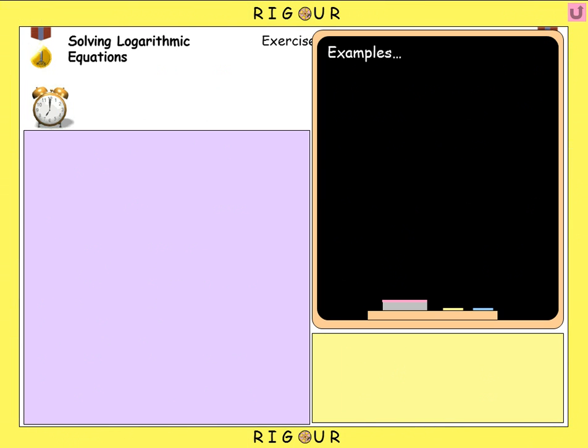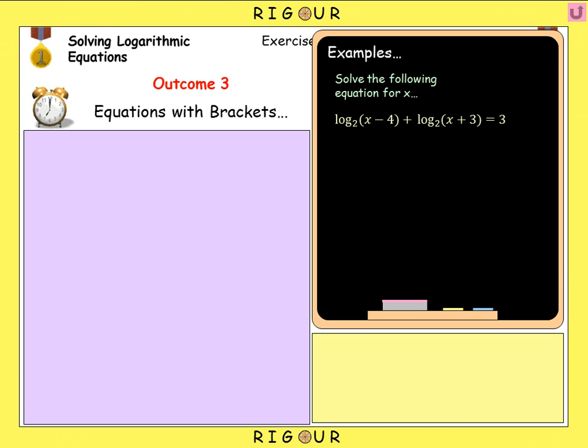Right, so let's turn these into hard exam questions. So this time we're going to look at multiple sets of brackets. So we've got log to the base 2 of (x - 4) plus log to the base 2 of (x + 3), and all of that's going to equal 3. So what we do first is, seeing as there's nothing to bring up as a power, we're going to combine the logs. And as we said previously, if you add logs together, you're going to multiply the terms. So we're just going to put those two brackets together, giving us log to the base 2 of (x - 4)(x + 3), all equals 3.